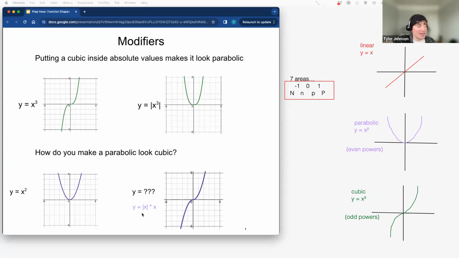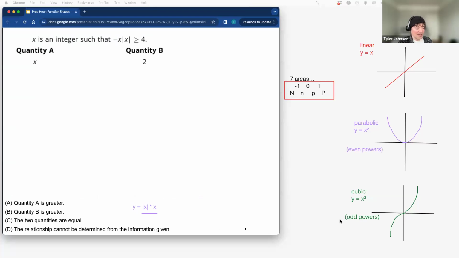So on the test, if you see a single x in absolute values times a regular x, in your head, recognize that's going to be a cubic shape. And that's going to allow you to tackle some problems like this with speed. Give it a shot. Chat me your answer.